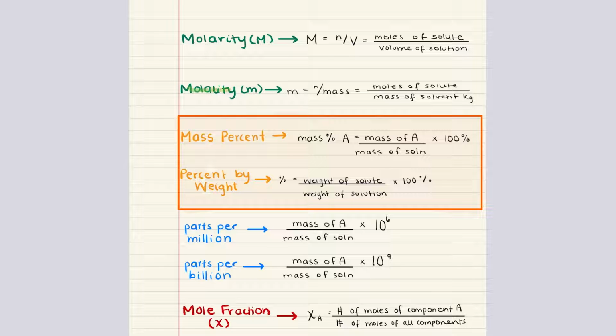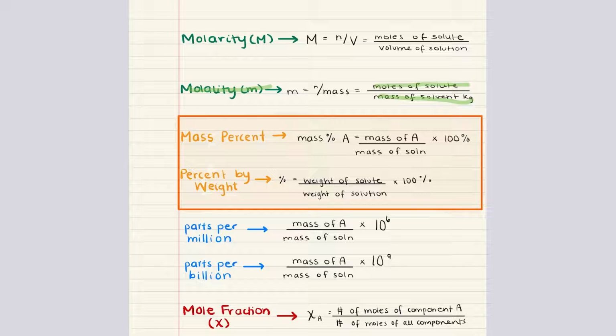Let's start with molality. Molality is the number of moles of solute per kilogram of solvent. Unlike molarity, it depends on the mass of the solvent, not the volume of the solution. Molality is particularly useful in thermodynamic calculations, such as those involving boiling point elevation and freezing point depression, because it is independent of temperature changes. We're going to use molality in our last objective where we discuss colligative properties.